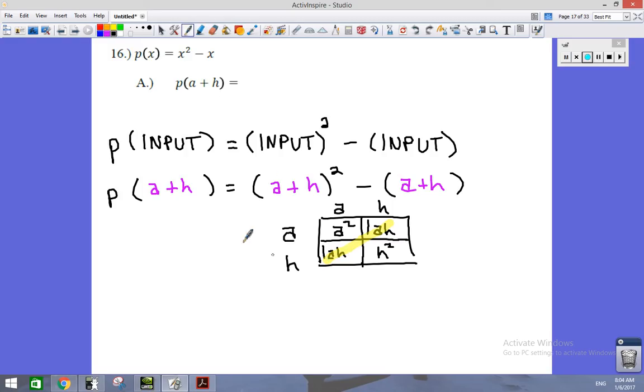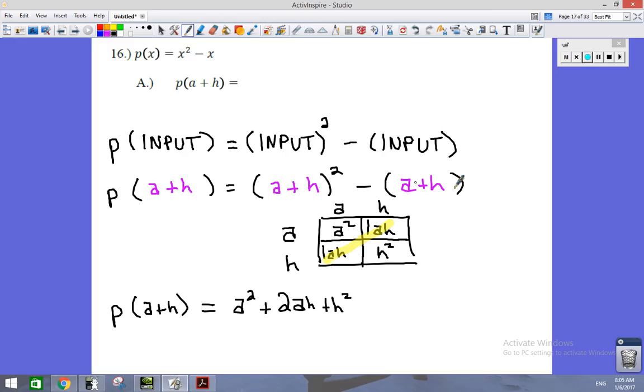So when I come back to my equation, my scratch work has helped me say that this product is equal to a squared, and I'm going to combine these like terms for 2ah, and then that last term there, h squared. Now remember, that's just that first term.